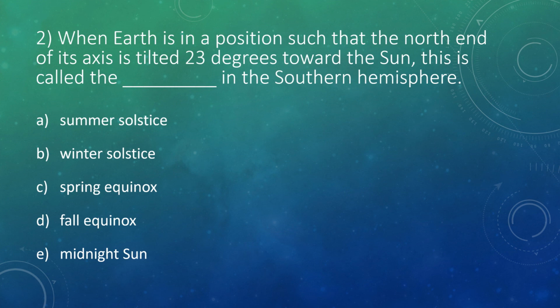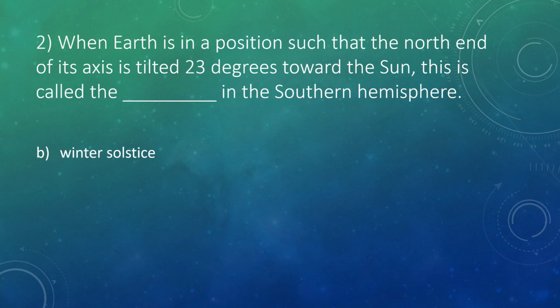Question 2. When Earth is in a position such that the north end of its axis is tilted 23 degrees toward the sun, this is called what in the southern hemisphere? Okay, so this one's meant to be a slight trick as well. So we're tilted toward in the northern hemisphere, but I ask about the southern hemisphere. So the southern hemisphere is actually tilted away. So it's winter down there.